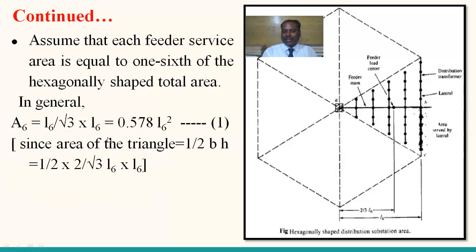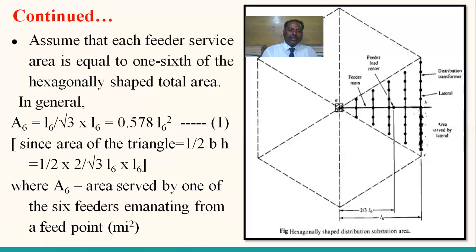This is also written as 0.578 L6 squared, which is the area of this particular triangle in the hexagonally shaped area, which is equally divided into 6 equal parts. Once the area is calculated, you can define A6 as the area served by one of the 6 feeders emanating from the feed point A.